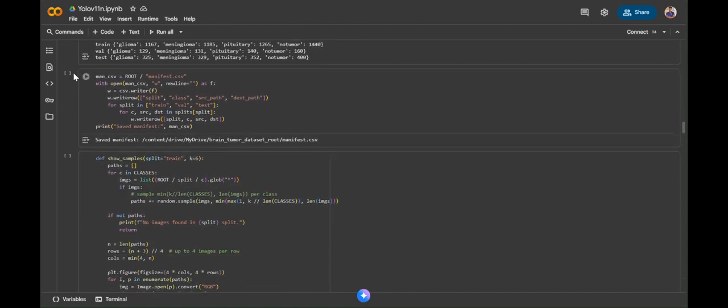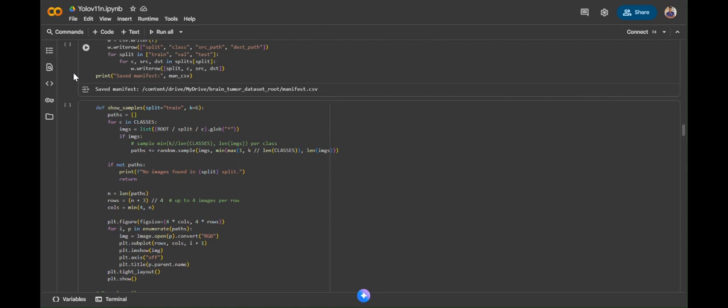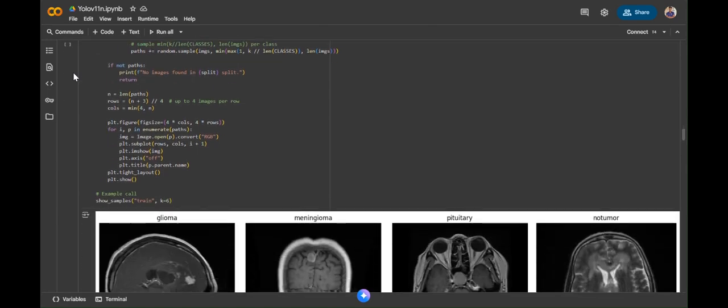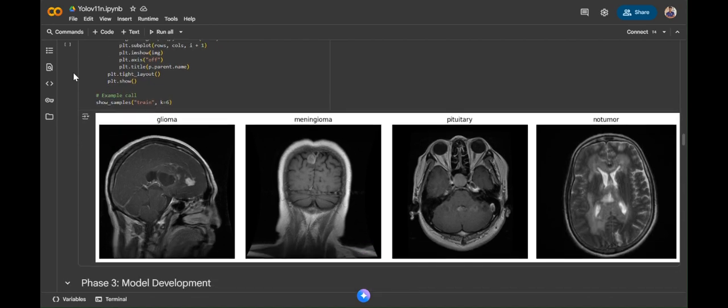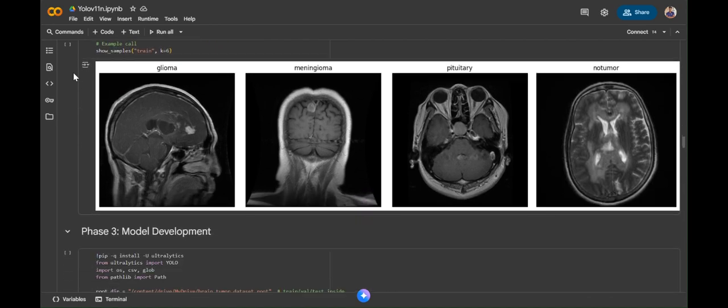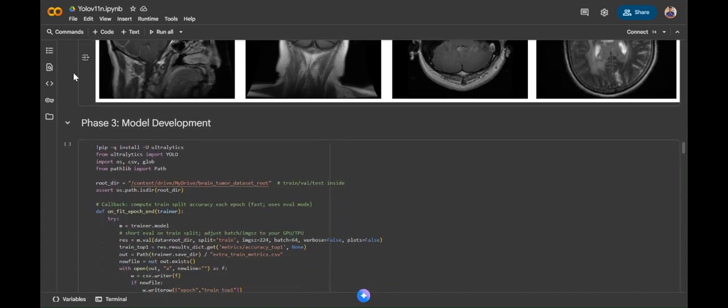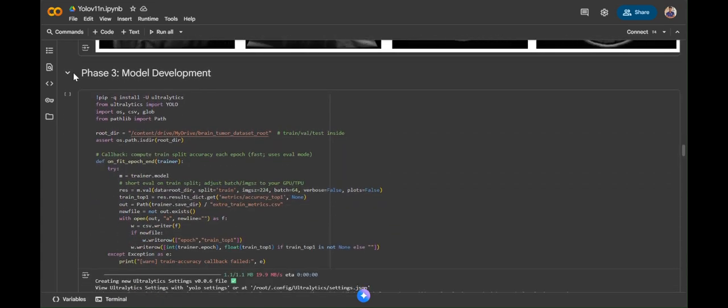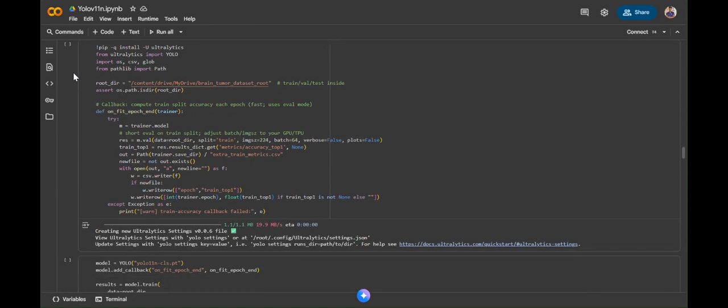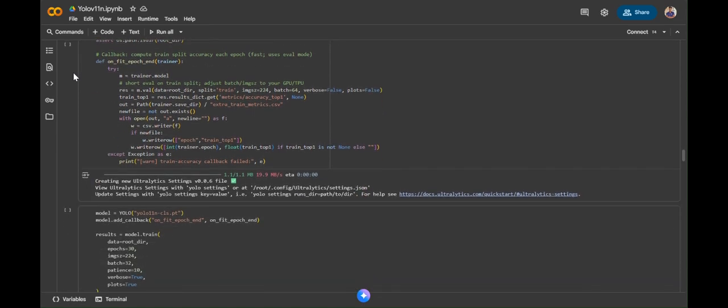Before training our models, we performed exploratory data analysis to better understand the structure and characteristics of the dataset. We first visualized the class distribution, confirming that each of the 4 categories had roughly the same number of samples. Next, we created sample image grids displaying random MRI scans from each tumor type.